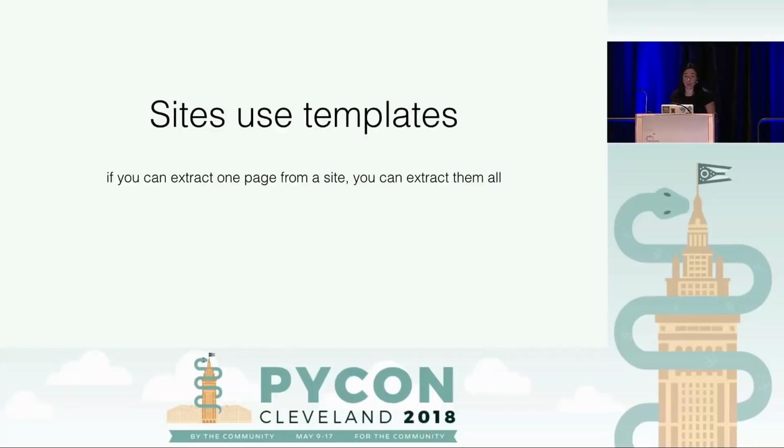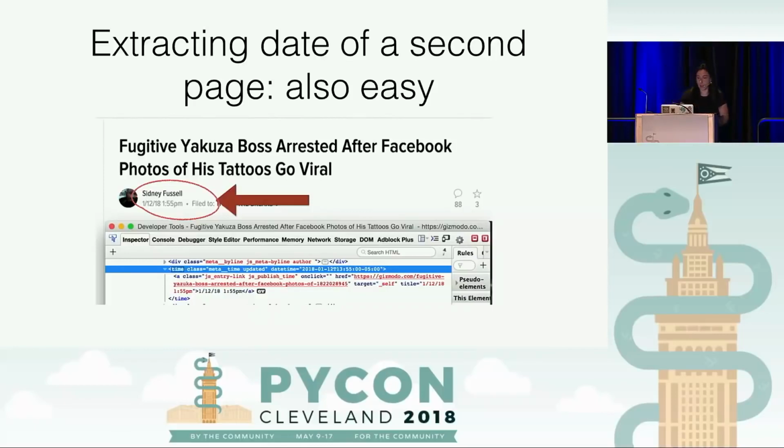Sites use templates, so if you can extract one page from a site, you can typically get them all. So if I can get it from that one New York Times page, I can usually scrape the entire New York Times. Getting the date of a second page or a second site is also pretty straightforward.